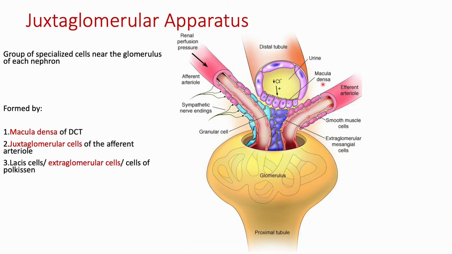We have a group of specialized cells near the glomerulus of each nephron, and we call it the juxtaglomerular apparatus. It is formed by the macula densa of the distal convoluted tubule, then the juxtaglomerular cells of the afferent arteriole, and the extraglomerular cells of Goormaghtigh, or we also call them the Lacis cells.